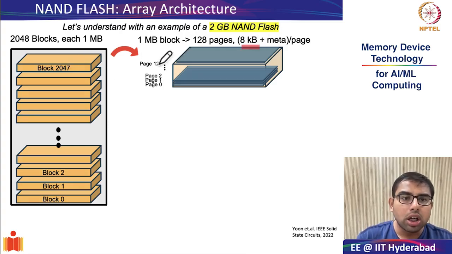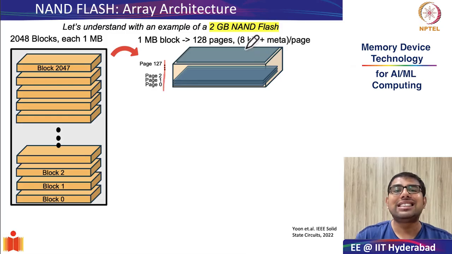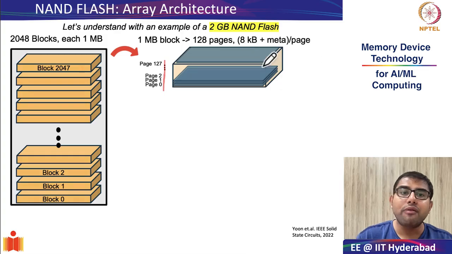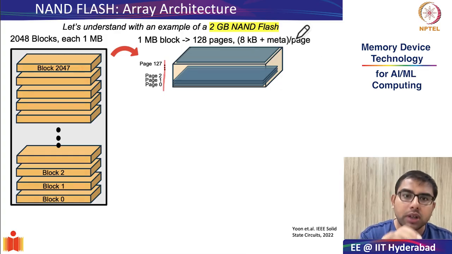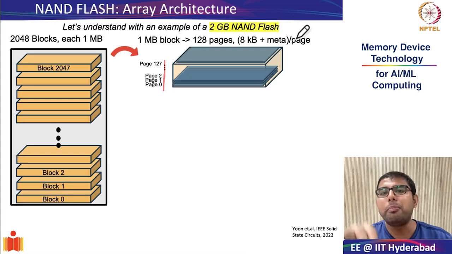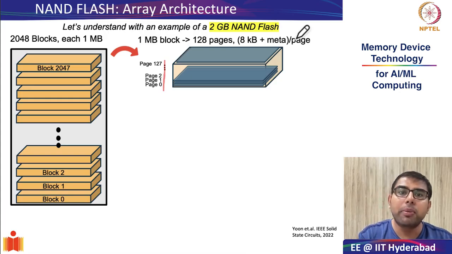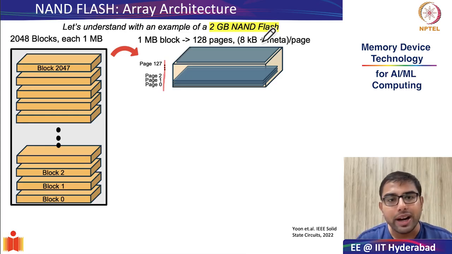So I have now zoomed into one block and I find that it is constituted of 128 pages, with 8 KB of data per page. Important to note that every page has 8 KB, which is the minimum that is required, plus some extra storage space, which is also called metadata. This is used for error correction and additional storage, which we will not get into at this moment, but it suffices to know that a 1 MB block is divided into 128 pages of 8 KB information each.